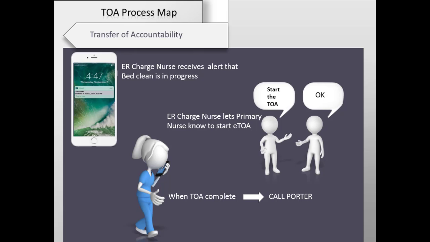The transfer of accountability process begins when an alert is received by the ER charge nurse. The alert is triggered when an in-progress bed clean is started on a reserved bed. The ER charge nurse will notify the primary nurse to start the TOA in Meditech. When the TOA is complete, the primary nurse will enter a task to call the porter.